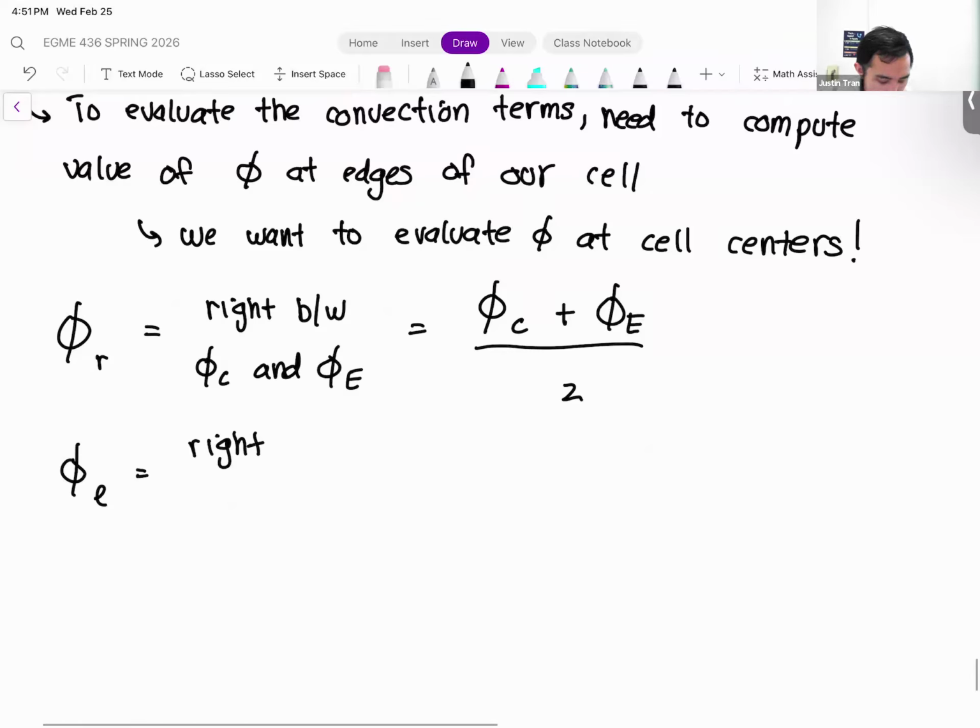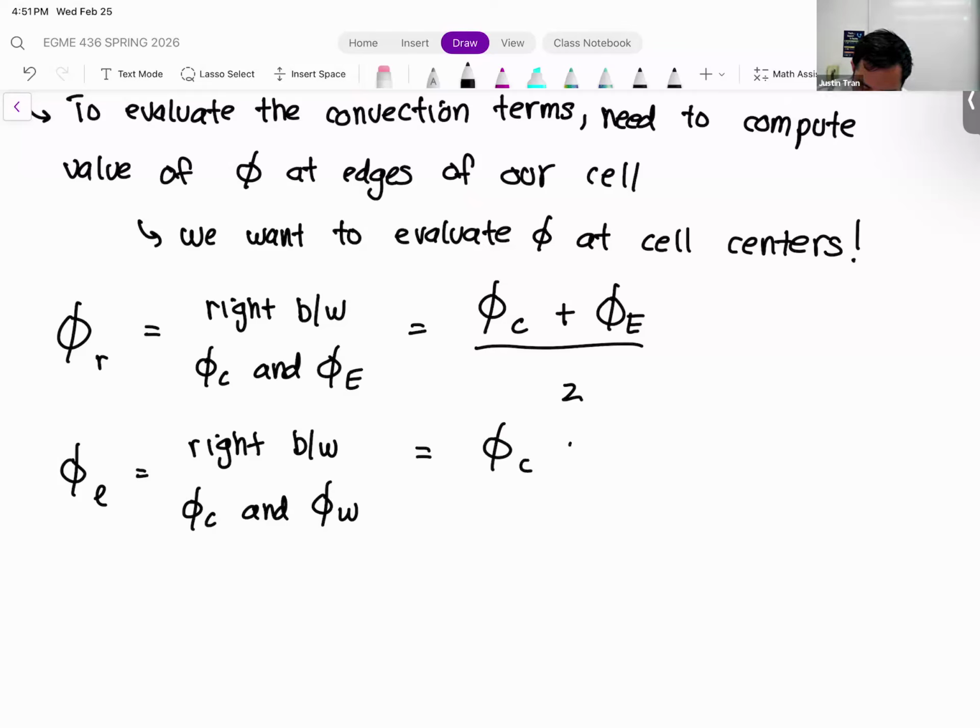We can apply that exact same logic on the left-hand side. So phi sub L is right in between phi sub C and phi sub W. The average between those two is phi sub C plus phi sub W divided by 2.